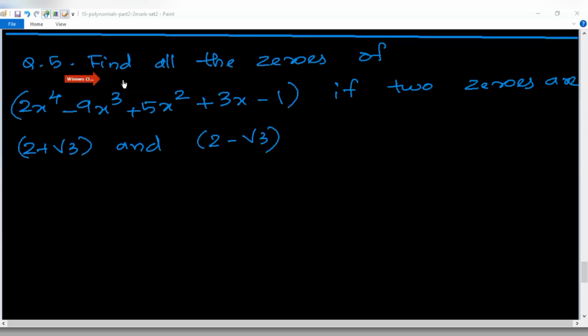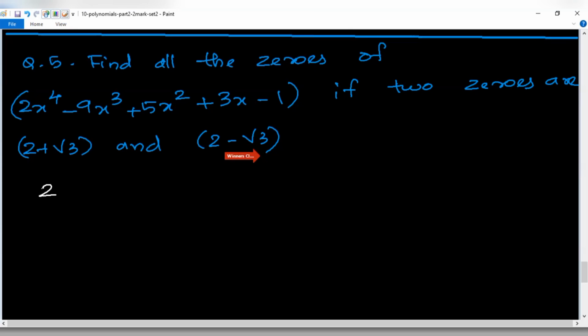This is our last question of this video. Find all the zeros of this given polynomial if two of its zeros are 2 plus root 3 and 2 minus root 3. This is almost similar to the last question. See, 2 plus root 3 and 2 minus root 3 are two zeros.